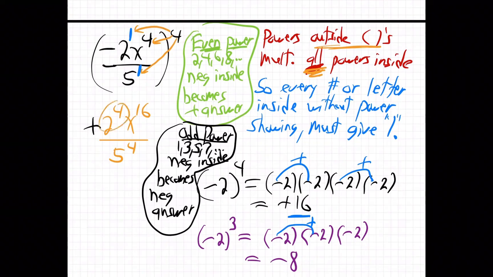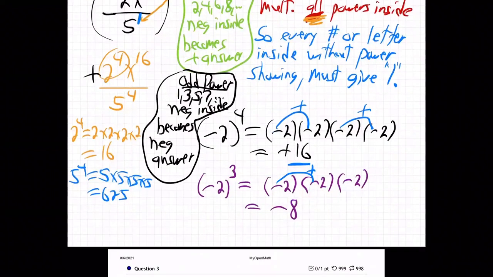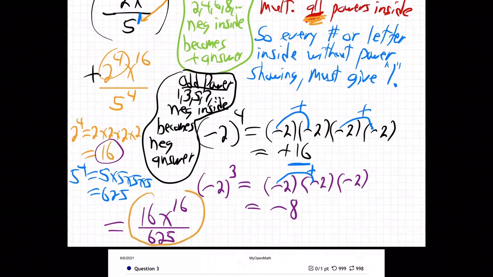All right, now the last thing we need to do is work out the numbers. So what is 2 to the 4th? Well, 2 to the 4th is 2 times 2 times 2 times 2, which is 16. And then 5 to the 4th, same thing, 5 times 5 times 5 times 5, just use your calculator, 625. And so now we're finally ready to answer this long question. The answer then, 16 on the top, x to the 16th over 625, and it is positive. I'm not going to put any sign. It is positive, though.